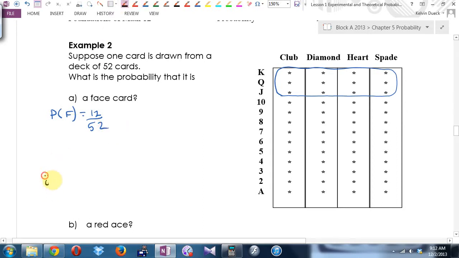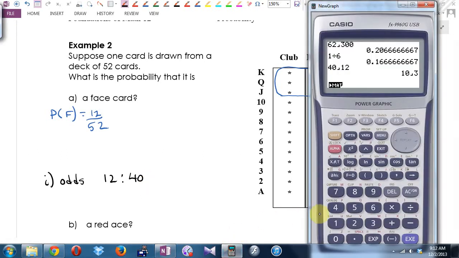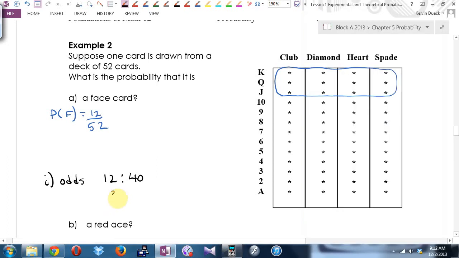What if I asked you for the odds? Now you would not say 12 to 52. You would say 12 compared to, whoop, not 39, Mr. Dueck, to 40. That's the odds. Or the 12 to 40 in lowest terms, 3 to 10. You've got 3 to 10 odds of winning this game. You've got a 12 out of 52 chance of winning this game.